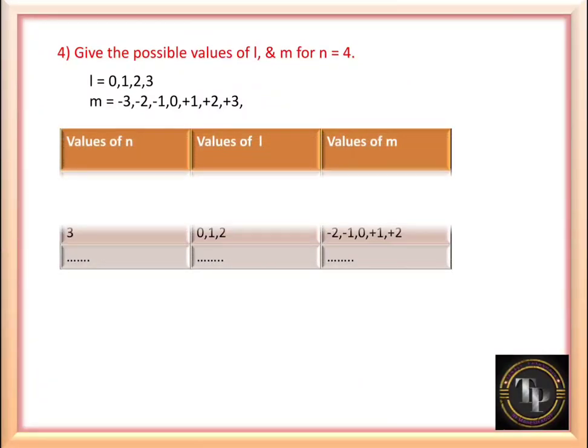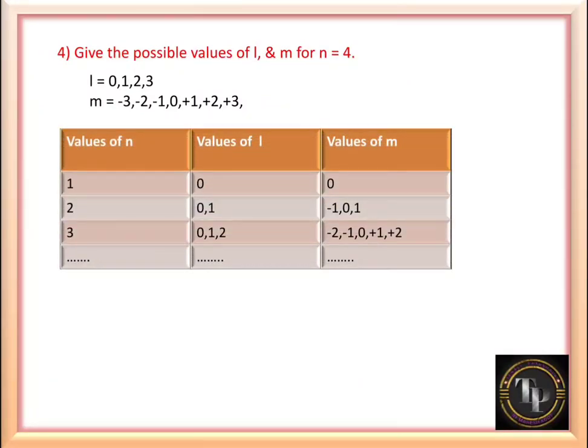Followed? Yes, guys. So I have given here values of N. If N is 1, L value is 0. If N is 2, I told you L value is less than 2, meaning 0 and 1. If N is 3, L values are less than 3, like 0, 1, 2.